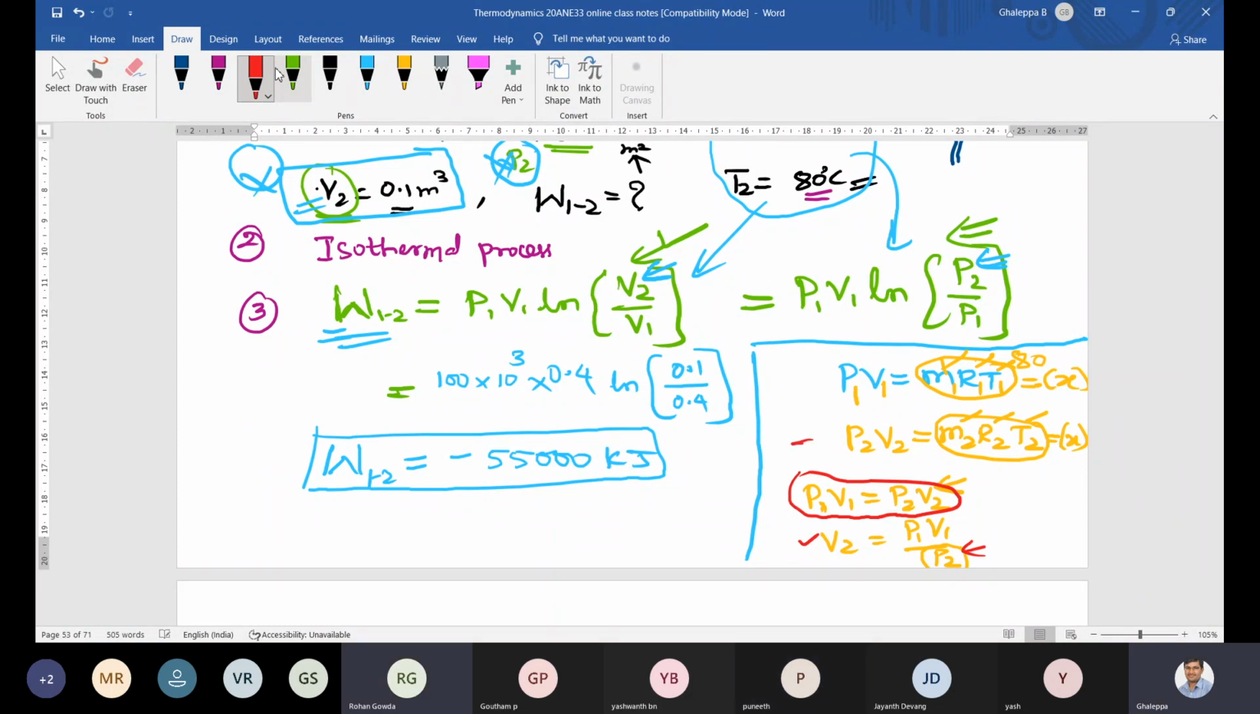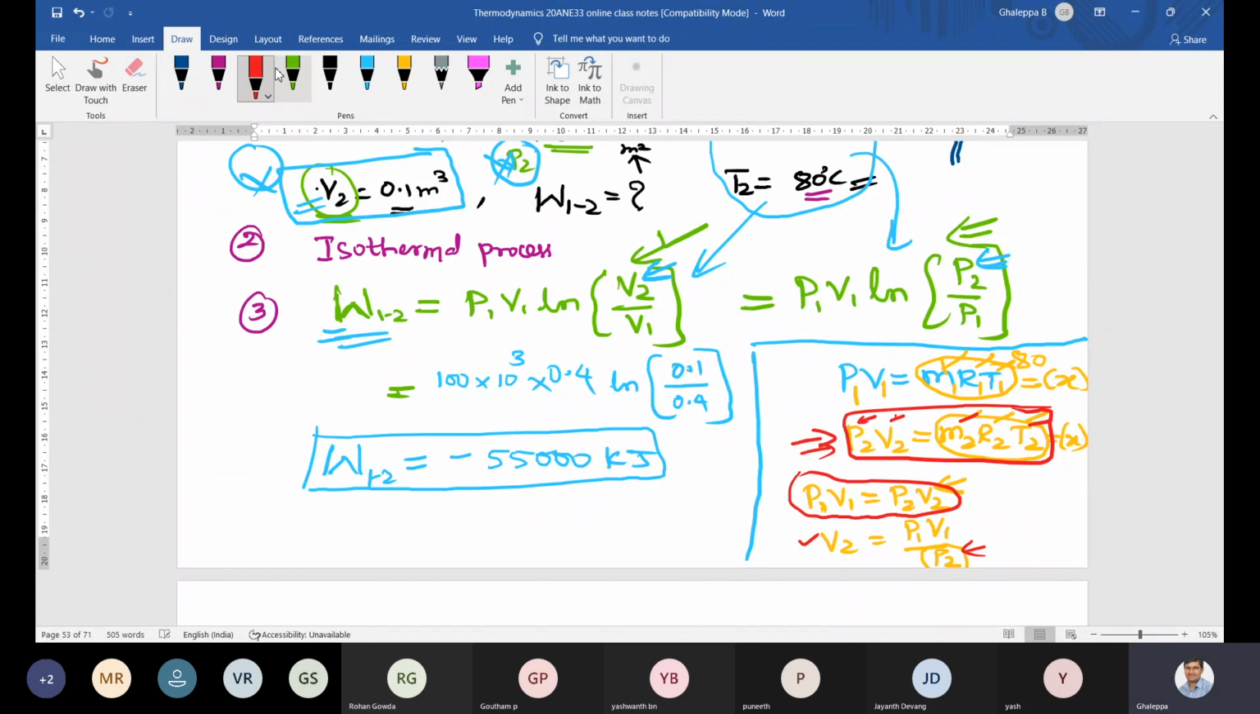Use this equation, only this equation. Yes, P2 V2 is equal to M2 R2 T2. Temperature is given. Mass, you take 1 kg. Gas constant, you take as a constant. And V2 is given in the numerical.